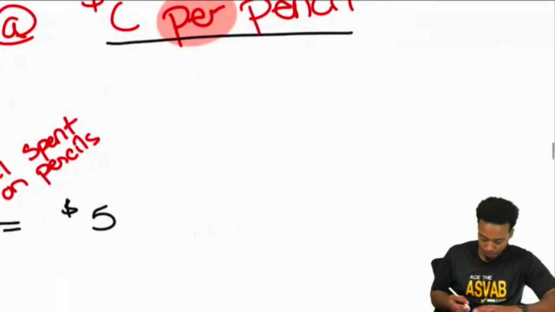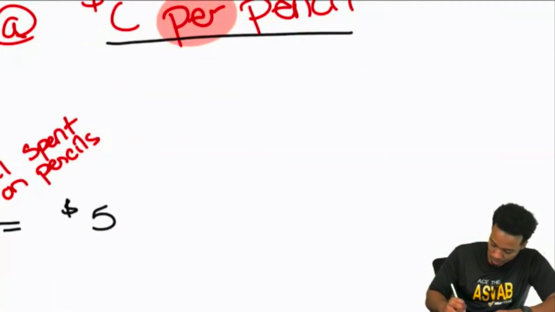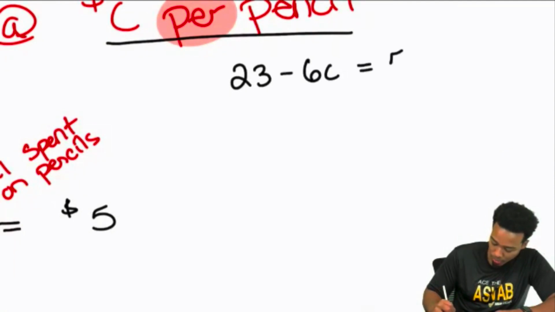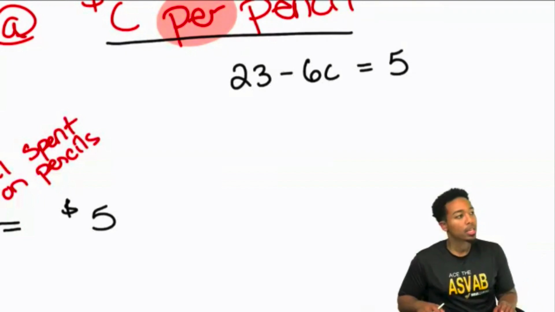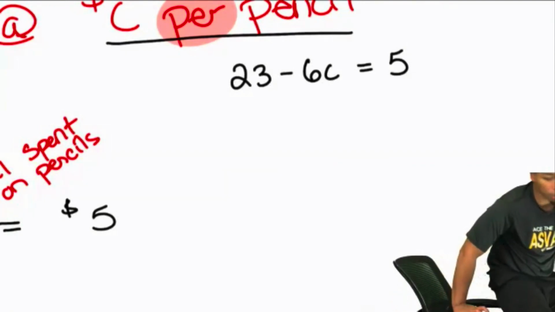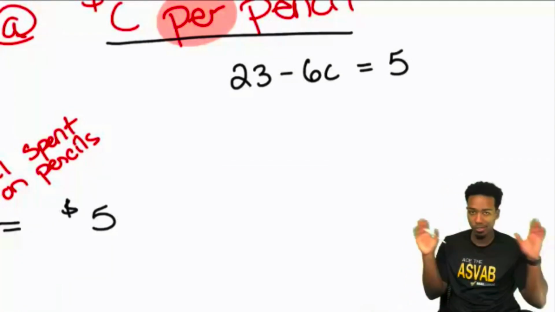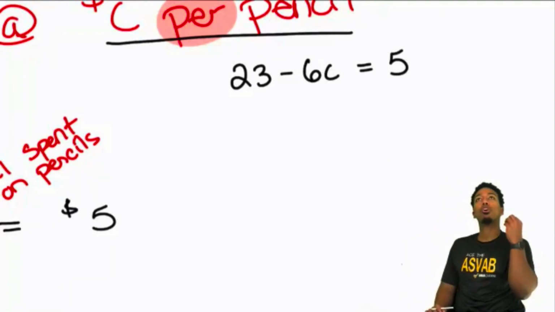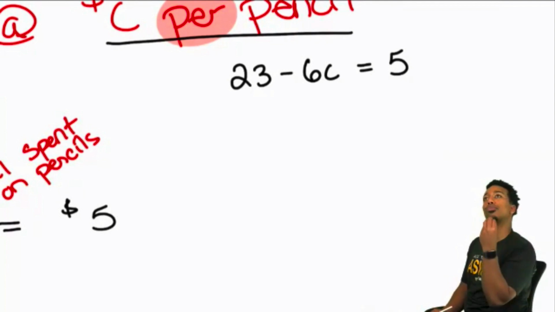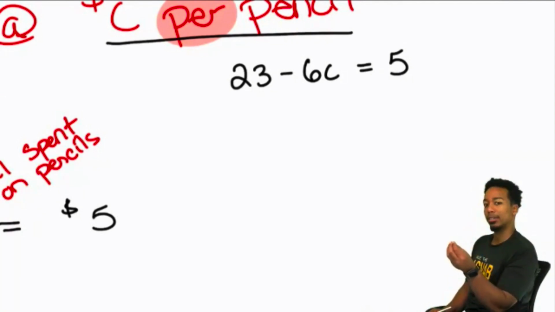So here we go. Let me just rewrite it real quick. 23 minus 6c equals 5. So everybody, the point of solving equations, the strategy, is the art of working backwards. I've said that before, but the goal is to get blank by blank. What am I supposed to say? We are trying to get the what?